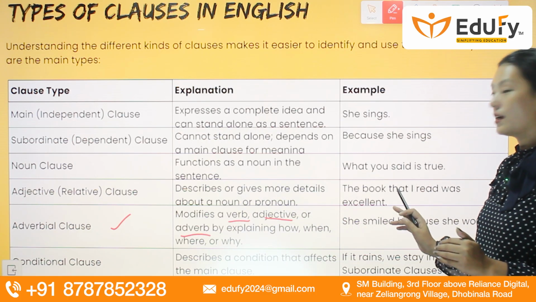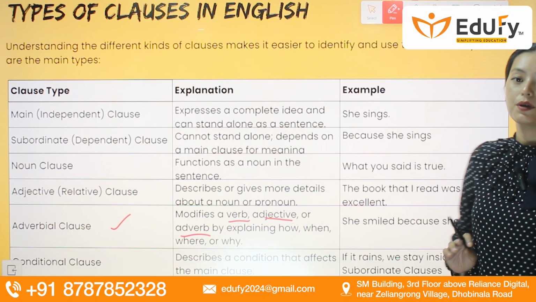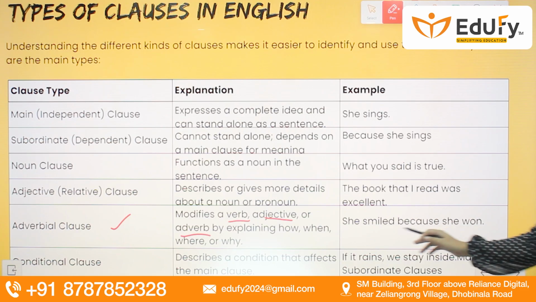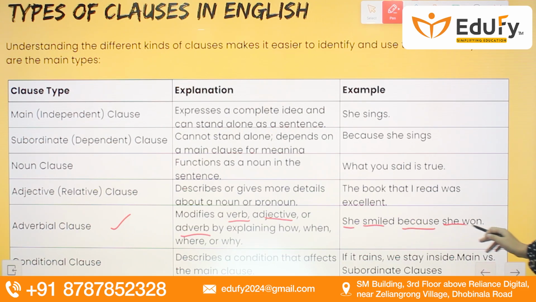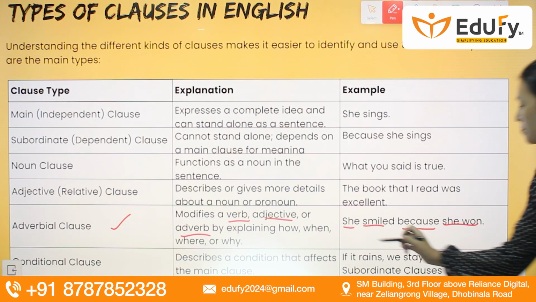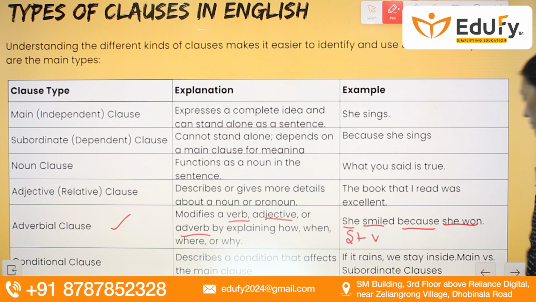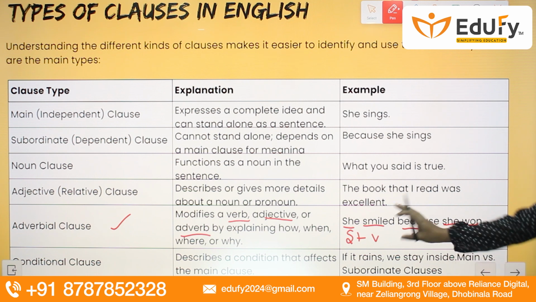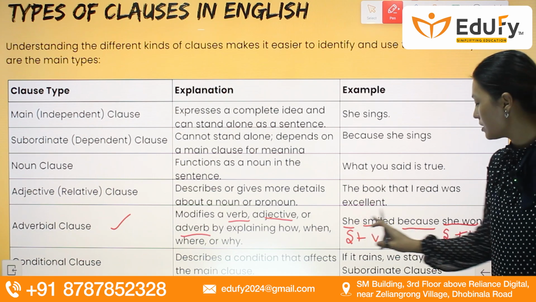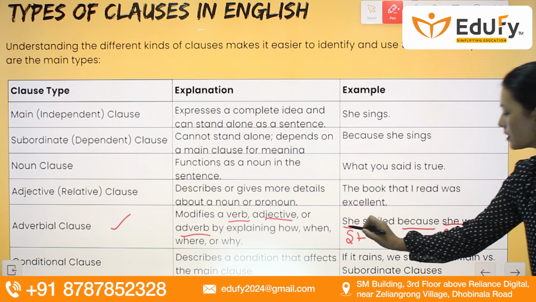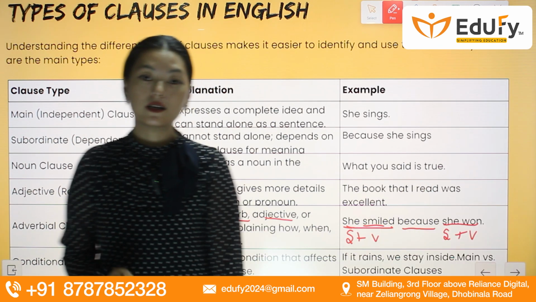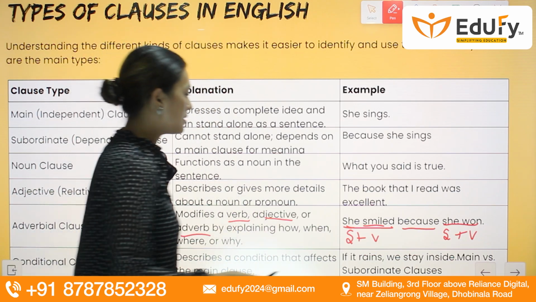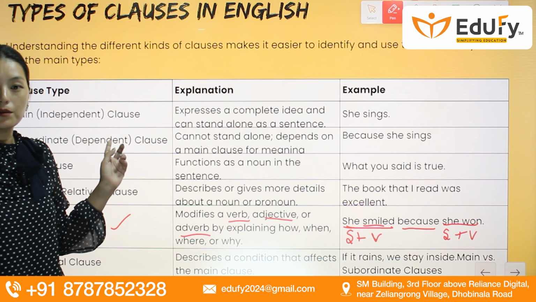So let's move on to the example here. She smiled because she won. She smiled. Why? Because she won. Which one do you think is the adverbial clause? Subject plus verb. Now here in this sentence, what am I saying? She smiled because she won. This part is talking about what? Her smiling. So that is the verb.